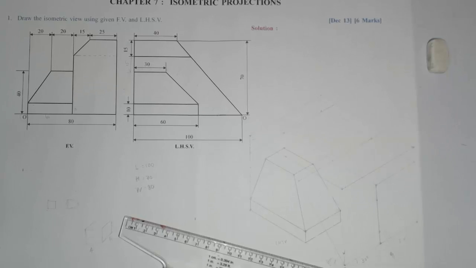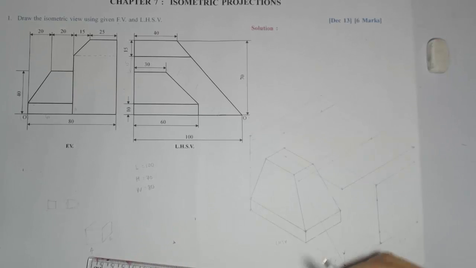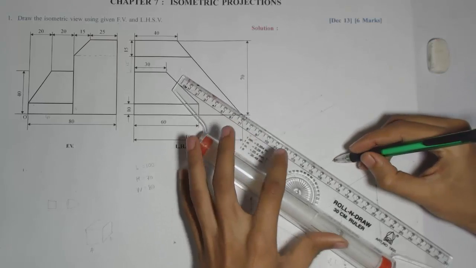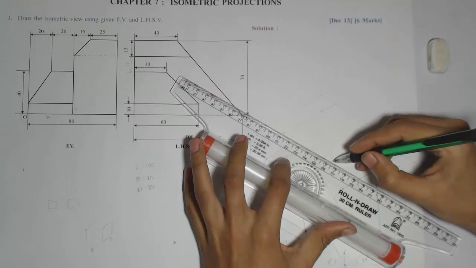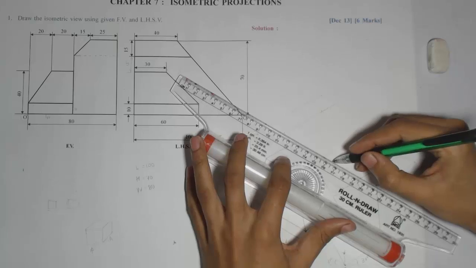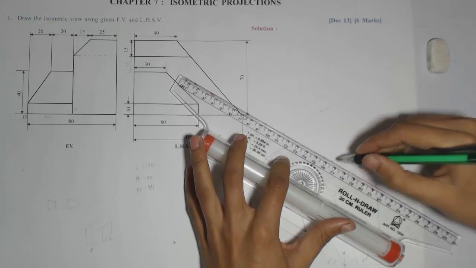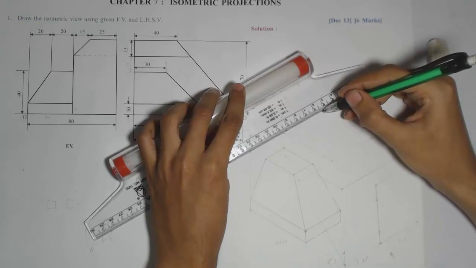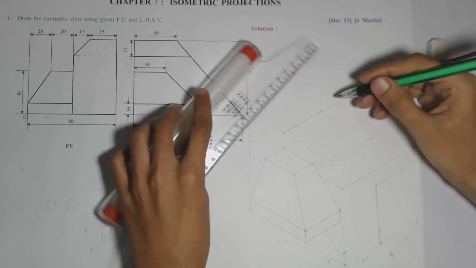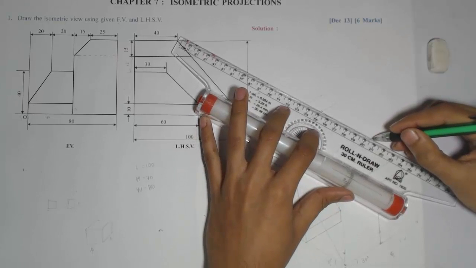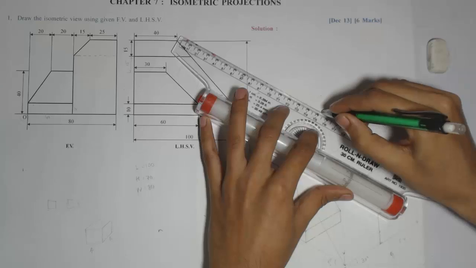Now first I'll just mark that top view, but you should not make it entirely dark because some part is going to come above that also. So first initially we'll mark that not by entirely dark lines, but of medium darkness.